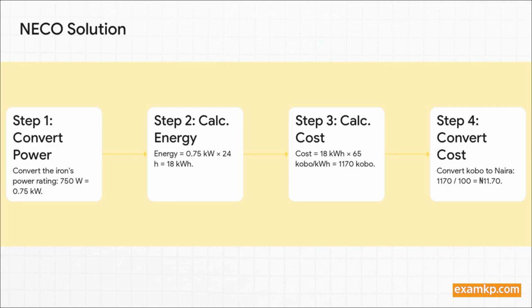But look at the options. They are all in naira. So we have one last step. Convert the kobo to naira. Just divide 1,170 by 100, and you get 11 naira and 70 kobo. The correct option is D.